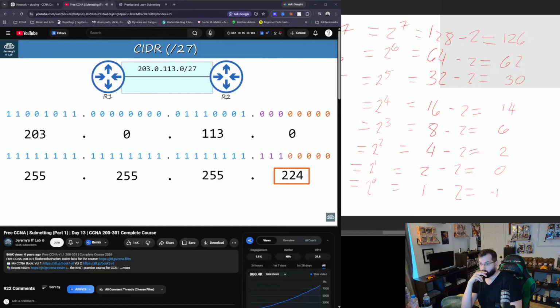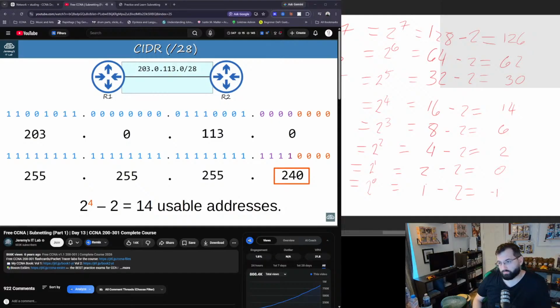Now that you get the idea, let's speed it up. For a /27 prefix length, the mask is written as 255.255.255.224 in dotted decimal. There are now 5 host bits, so that means there are 30 usable addresses. As you can see, the address space is getting smaller and smaller as we extend the network mask. For a /28 prefix length, the mask is written as 255.255.255.240 in dotted decimal. There are now only 4 host bits, so that means there are 14 usable addresses.